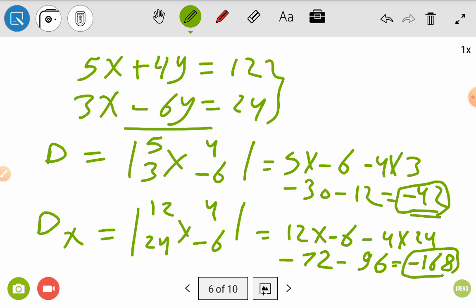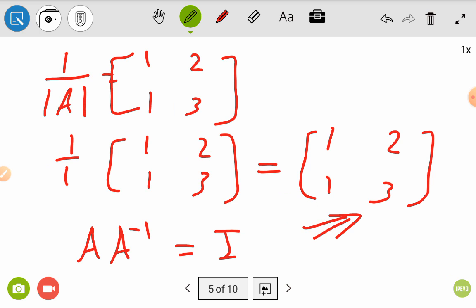Now it is clear for you. You evaluate the determinant of the variables, negative 42, and the determinant of x equals negative 168. Now, you can get the value of Dy.